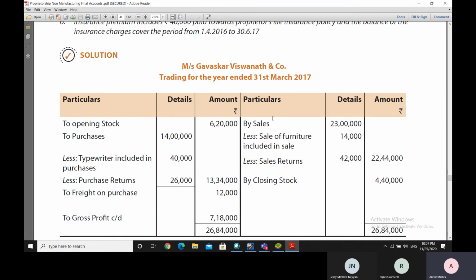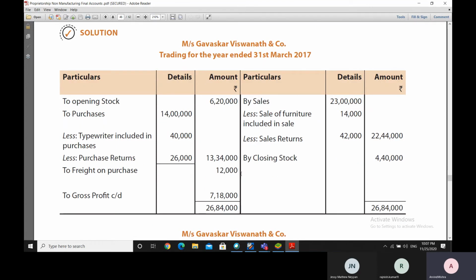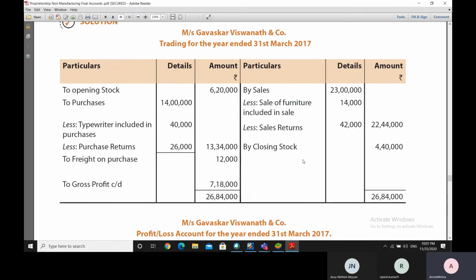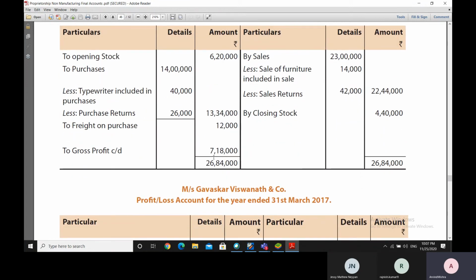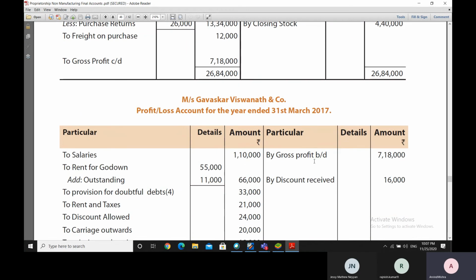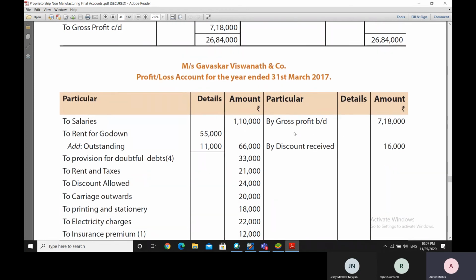And then, of course, freight has been paid. So therefore, 12,000 freight is accounted for in the trading account. The sale of furniture included in the sale has to be reduced because it was wrongly included in the sale, and furniture has to go into the balance sheet, and closing stock is of course entered here. So that's how we get a trading profit of 7,18,000 rupees, which is carried forward to the next year by gross profit brought down.